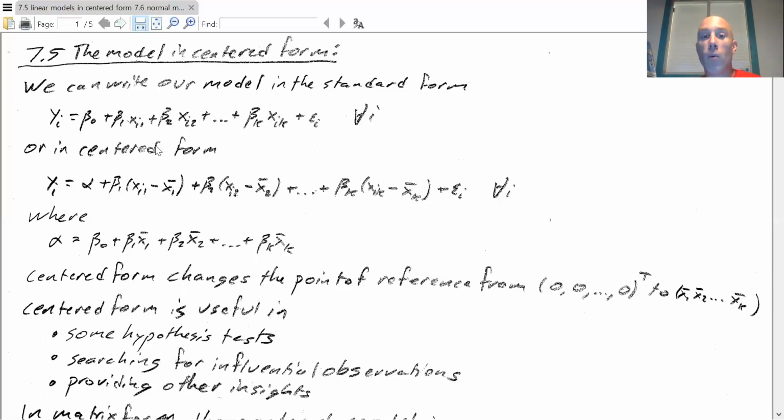So why would we want this presentation? Well, first and foremost, some hypothesis tests are better suited to be looked at in this format. Here, I'm changing my point of reference from the 0 vector to the mean vector. So that might be interesting for what we're doing, and there are other insights that we can get out of this.